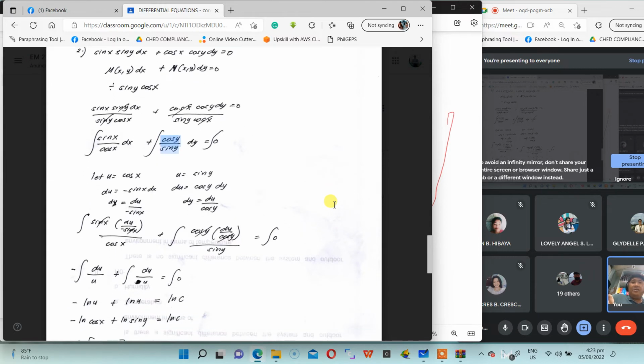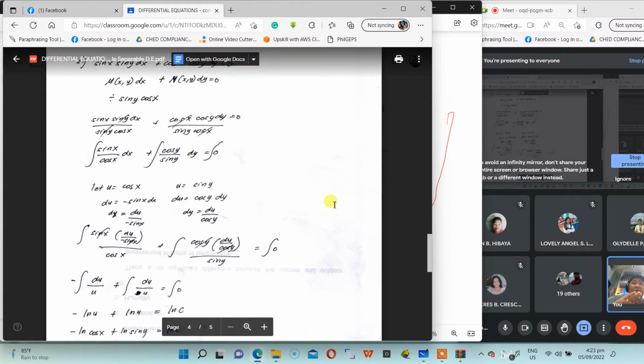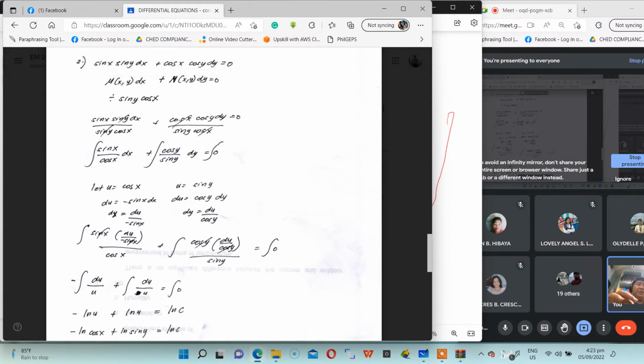So after that, the process literally here is you separate all the x and all the y. When you have successfully separated those variables, then you could now integrate. Because in integral calculus, you cannot integrate if there's another variable present on your differential. So if that is dx, it's only dx. If that is dy, it's only dy.